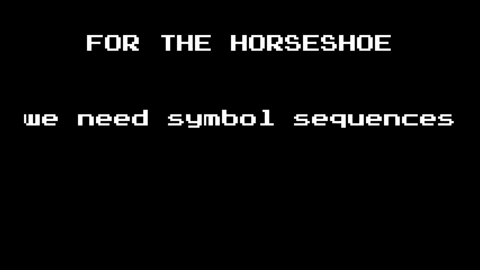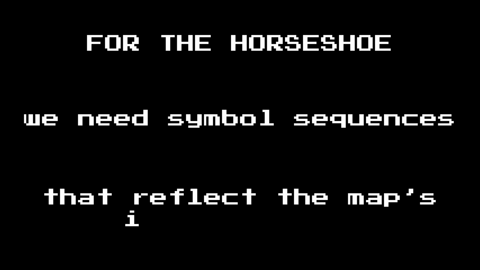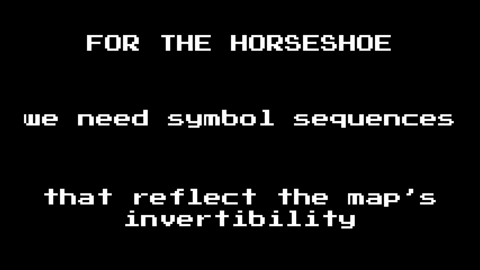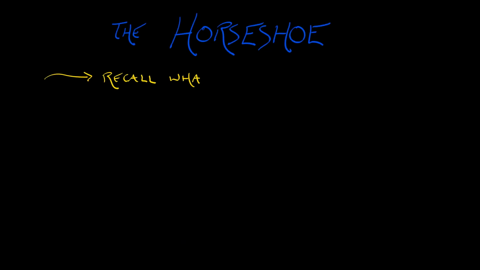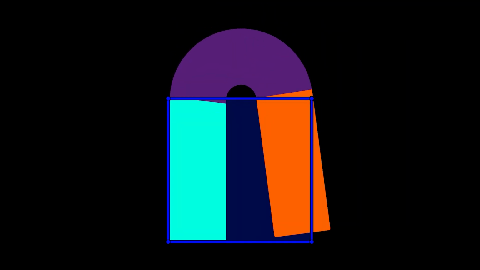To build symbolic dynamics for the horseshoe, we're going to need to do something different. We're going to need symbol sequences that reflect the invertibility of the horseshoe map. Now recall what the horseshoe map looks like, where we've got the unit square, and we squeeze it in one direction, and we stretch it in the other direction, and we bend it around. Okay, that part we know.